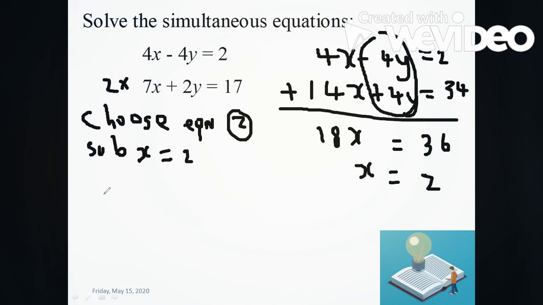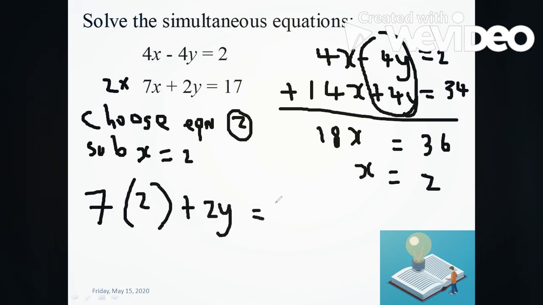All right, so we choose equation 2. Equation 2 is 7x plus 2y equals 17, and we replace x with 2. So we have 7 times x, but as we said before, x is 2. It's 2y equals 17.